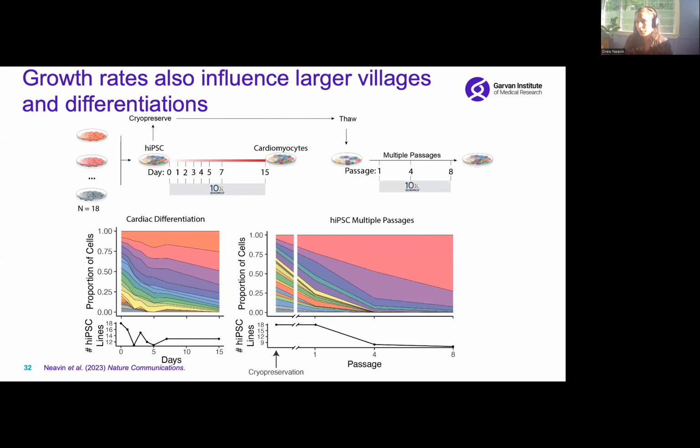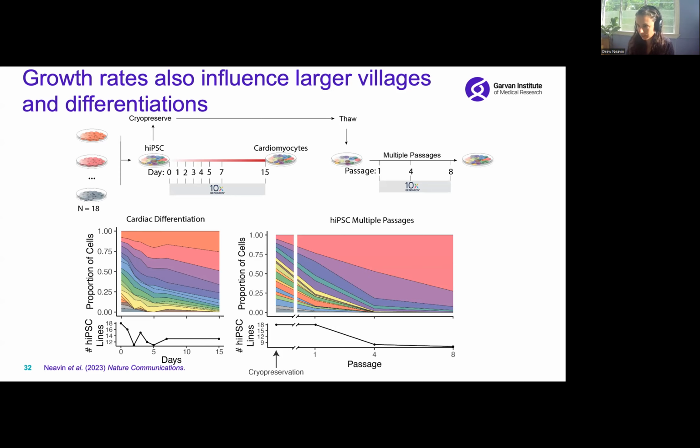As part of this experiment, we also cryopreserved some of this village at the time of creating it, and then thawed it for multiple passages to see how this large village would perform across multiple passages. And again, we see that while we can detect many of the lines after 8 passages, we do lose a lot of lines in the process. So this was just another indicator to us that growth rates are an important factor here. And this has been shown, as has been pointed out by a few different labs at this point as well. And so this is something that we've been thinking about how we can approach this.